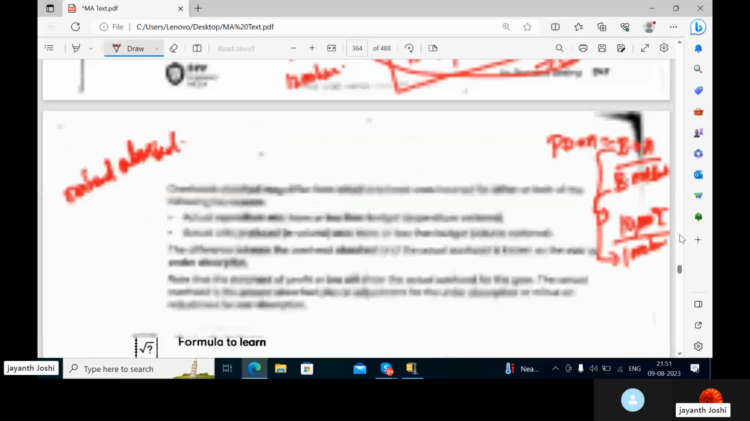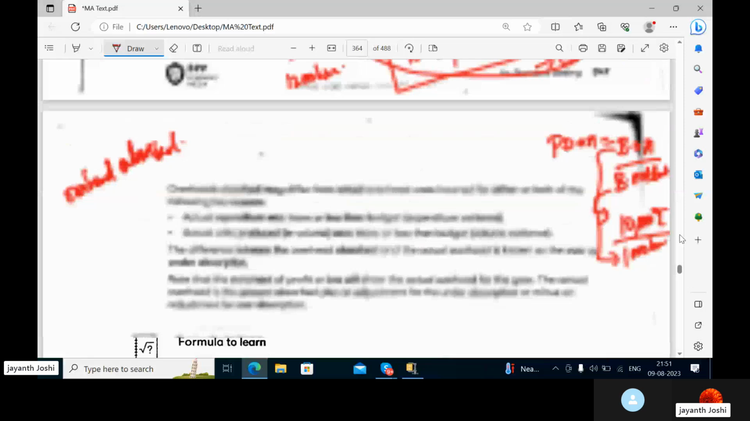Just make a note of this. The difference between the overhead absorbed and the actual overhead, where actual overhead is as per the actual activity, and overhead absorbed is the standard cost for actual activity. That means you took the predetermined overhead absorption rate and multiplied it with the actual activity, not with the budgeted. Actual activity into predetermined overhead rate.